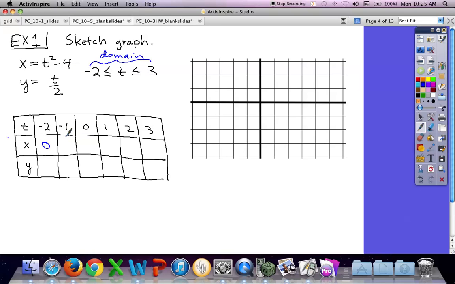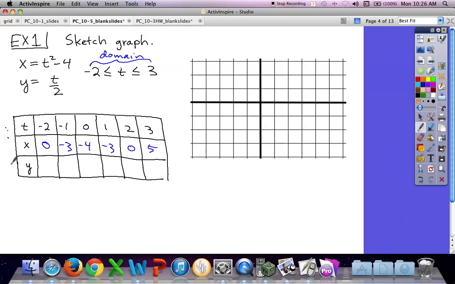When t equals negative 1, negative 1 squared minus 4, negative 3, right? When t equals 0, 0 squared minus 4, negative 4. Okay, then 1 squared minus 4 is back to negative 3. 2 squared minus 4 is back to 0. 3 squared minus 4, 5.